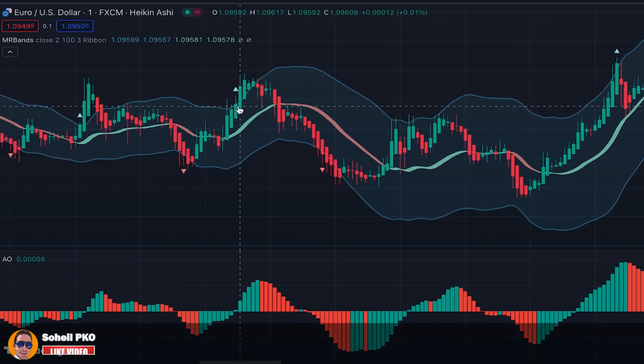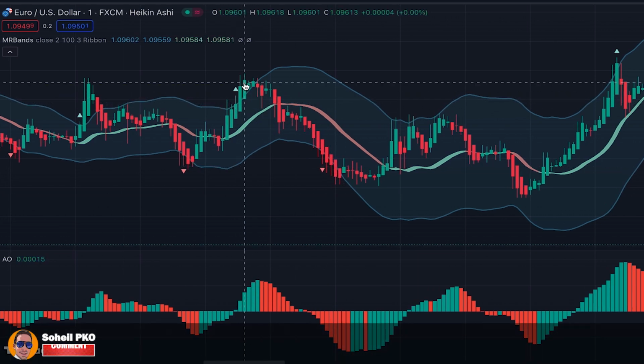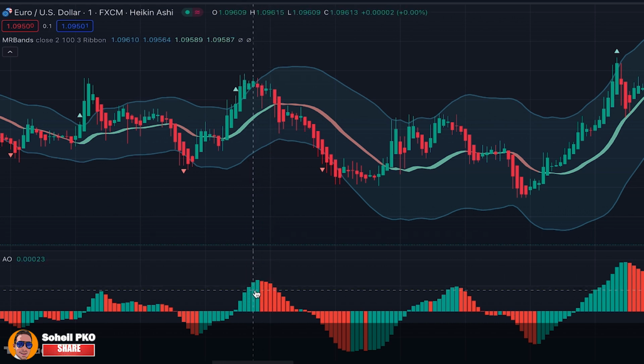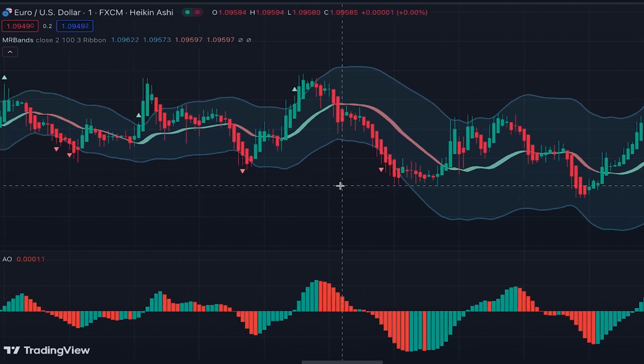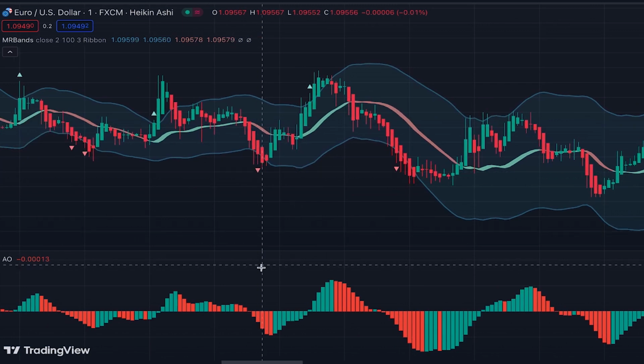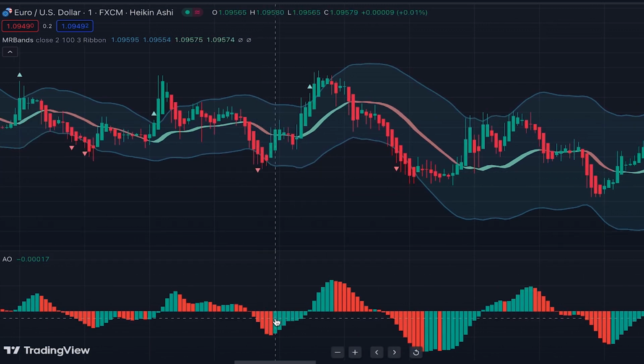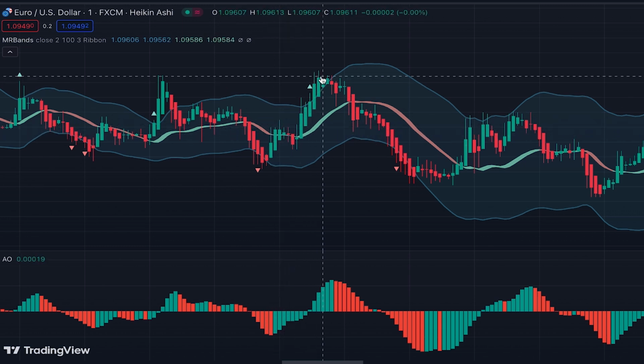Alright, here you can see that starting from here, we have the price closed above the upper band. So here in the Awesome Oscillator, we wait for the formation of the first red bar. And when it happened, the Heikin-Ashi candle should be red. So everything is confirmed here and we can enter a short position, and you can see how the price declined after that. Another signal we had here, and in the Awesome Oscillator, we get the first green bar here and the Heikin-Ashi candle is green. So another long position opportunity here, and you can see how the price advanced after that.